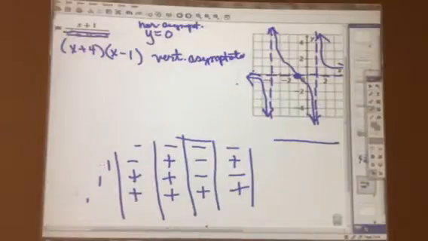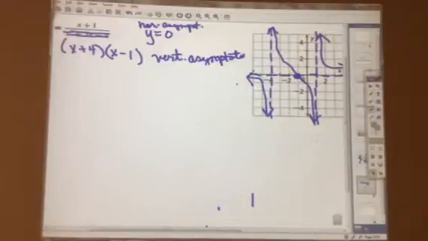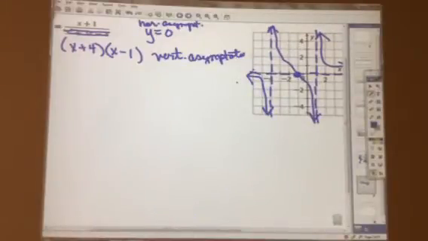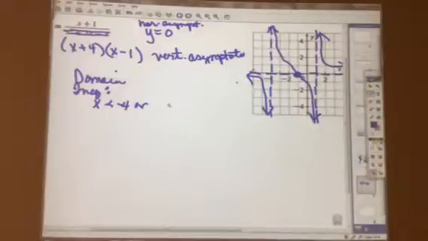What's my domain? Domain, inequalities, what we're looking for first. X is less than -4 or x is greater than 1 or what about that middle part? -4 is less than x is less than 1. You can't leave that out.